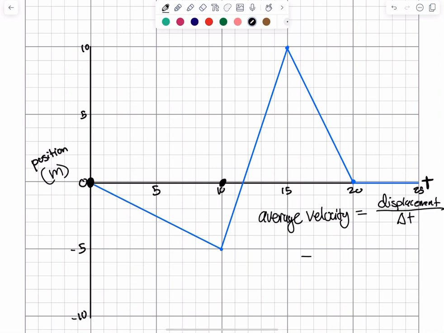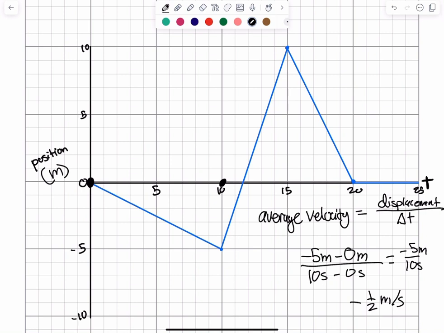meters minus 0 meters. If you remember, displacement is final position minus initial position. The change in time will be 10 seconds minus 0 seconds, final time minus initial time. This simplifies into -5 over 10 seconds, which eventually will simplify into -1/2 meters per second. This gives us our average velocity over the time interval 0 seconds to 10 seconds.